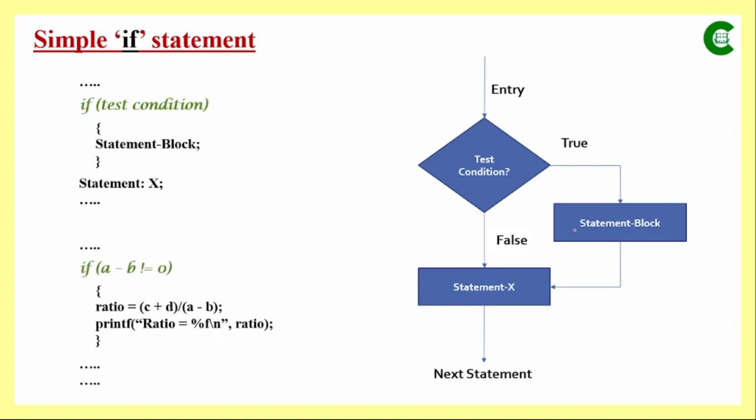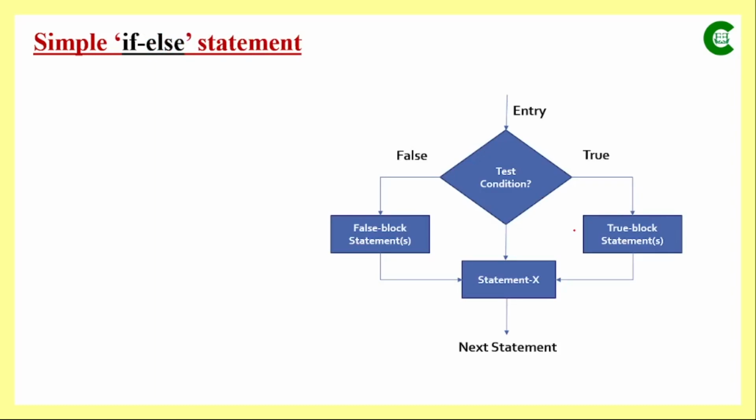And this is a piece of code that we have already seen in our last class for a simple if statement. Then we have already seen the simple if-else statement, and this is the flowchart where we check for this condition, and if the condition is true, then we process this block of statements, and if the condition is false, then we process this block of statements.